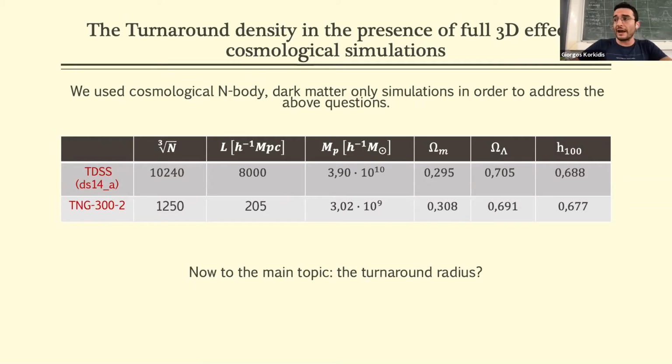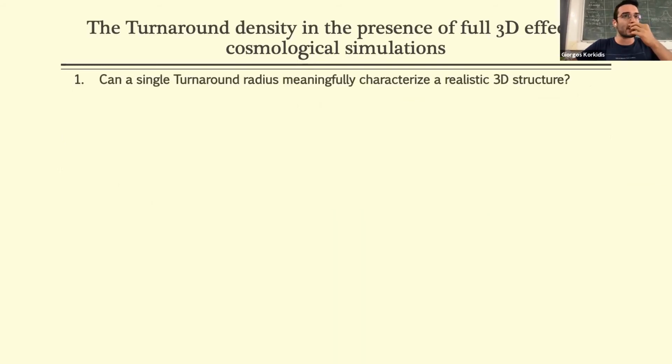So the first one is expected to have lots of halos, and more specifically, lots of big clusters, whereas the other one with a higher resolution is expected to have slightly smaller ones. So to the main topic, how do we measure the turnaround radius? And the answer lies in radial velocity profiles, actually.